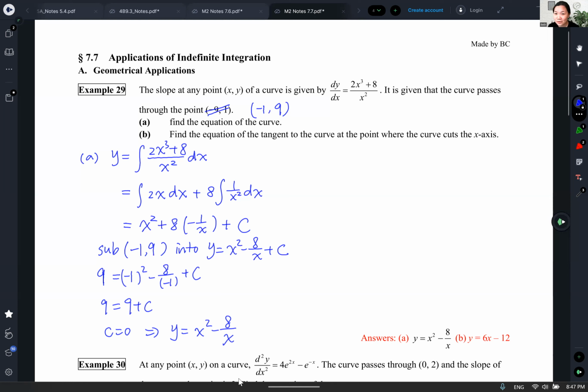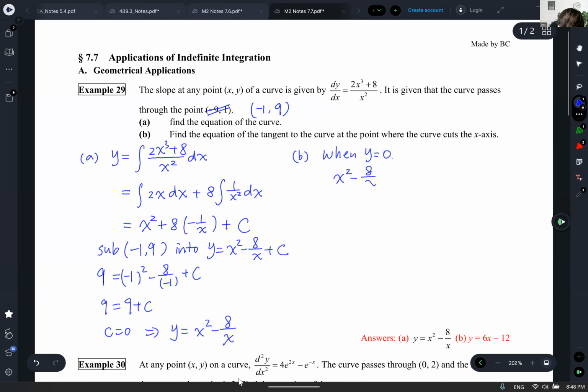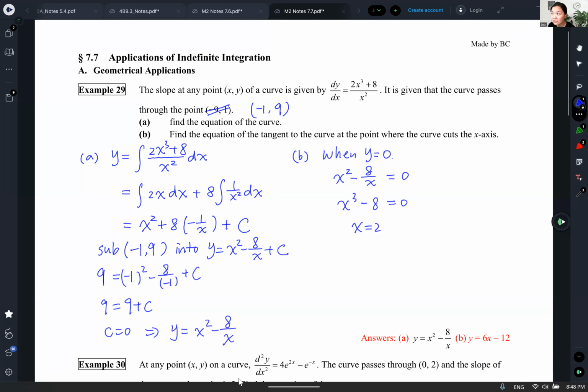There will be a point given to you. Next, part B. The equation of the tangent to the curve at the point where the curve cuts the x-axis. When y equals 0, x squared minus 8 over x equals 0. X cubed minus 8 equals 0. X equals 2. There is only one real root. So I found where the curve cuts the x-axis.